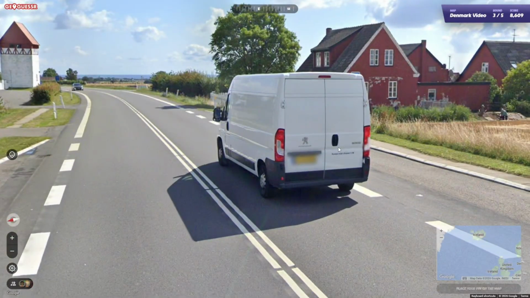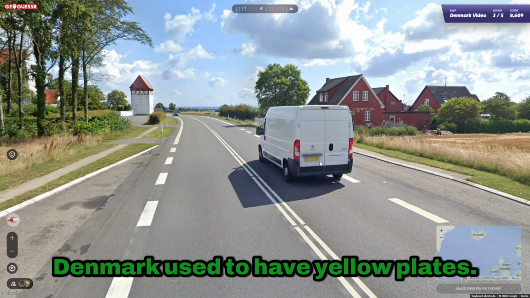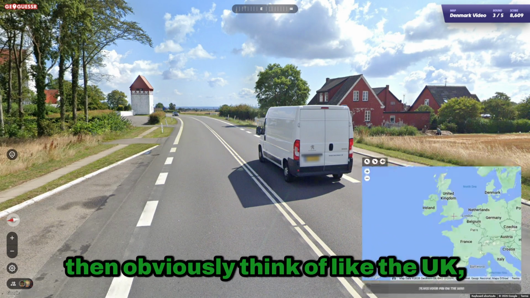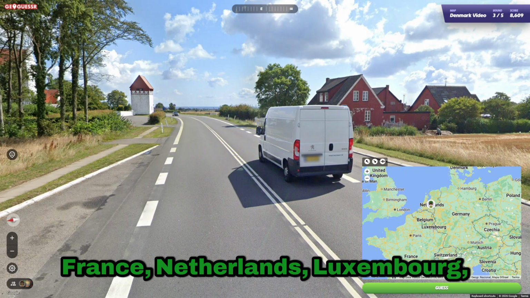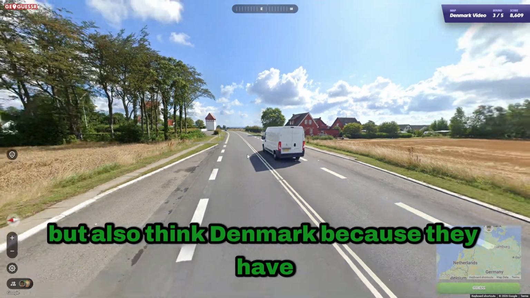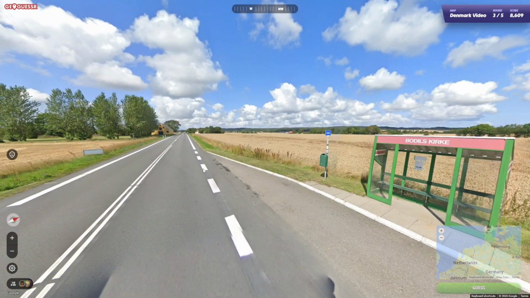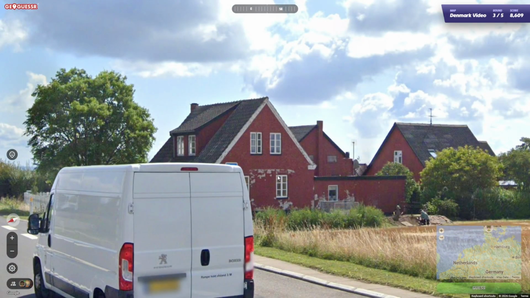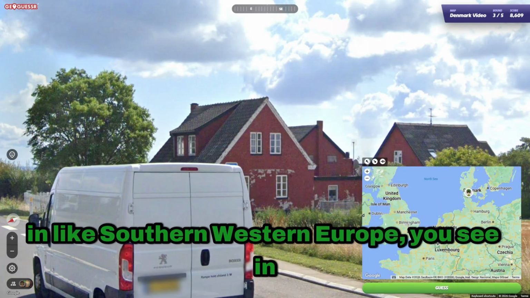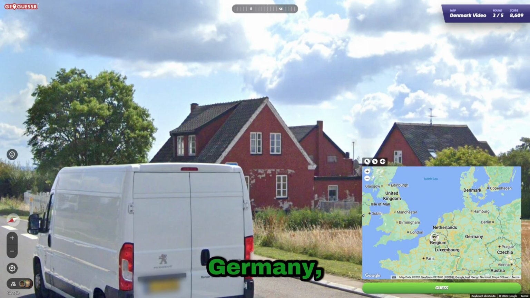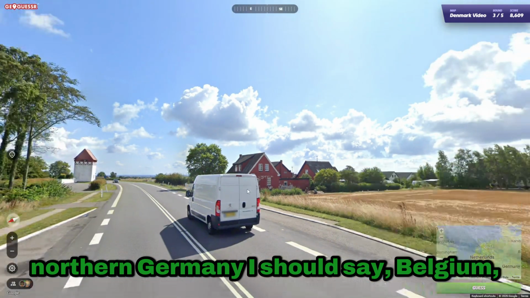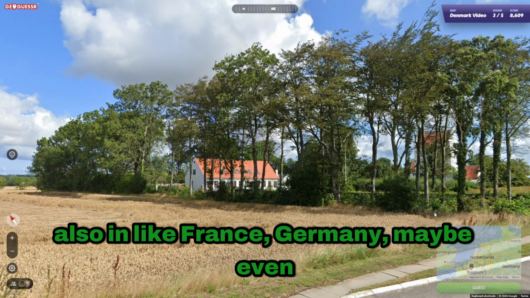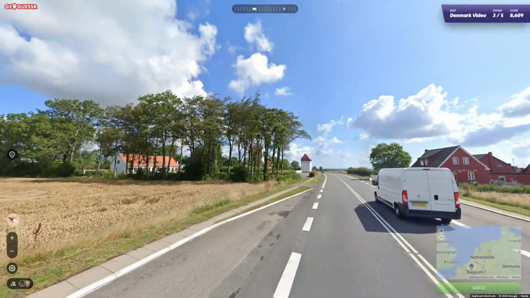Okay. So here we have a yellow plate. Denmark used to have yellow plates. They don't anymore. But if you see a yellow plate, then obviously think of like the UK, France, Netherlands, Luxembourg, but also think Denmark because they have actually quite a few yellow plates. They do. Now, this specific round, we do have the red brick architecture, which you see a lot in southern Western Europe. You see it in the UK, northern Germany, I should say, Belgium, and we have these buildings which you see also in France, Germany, maybe even Czechia.